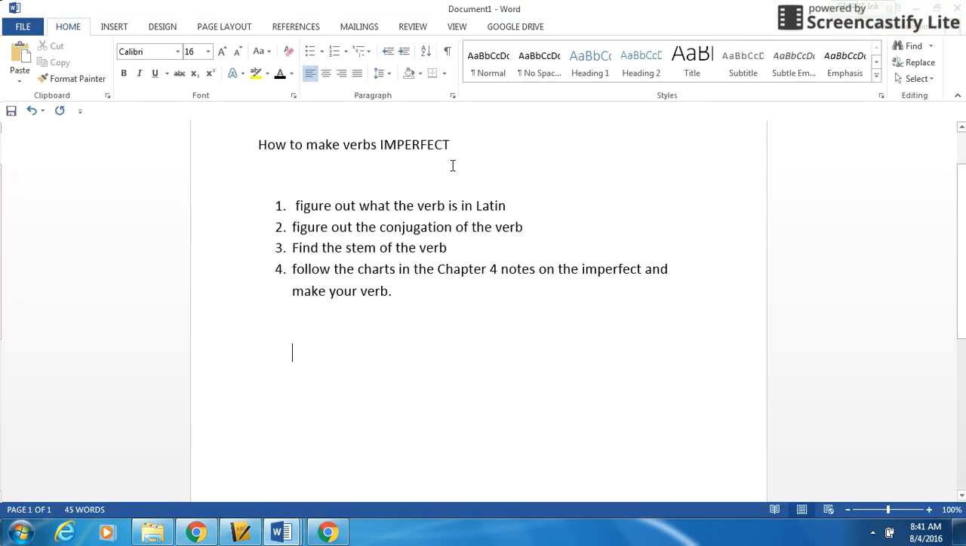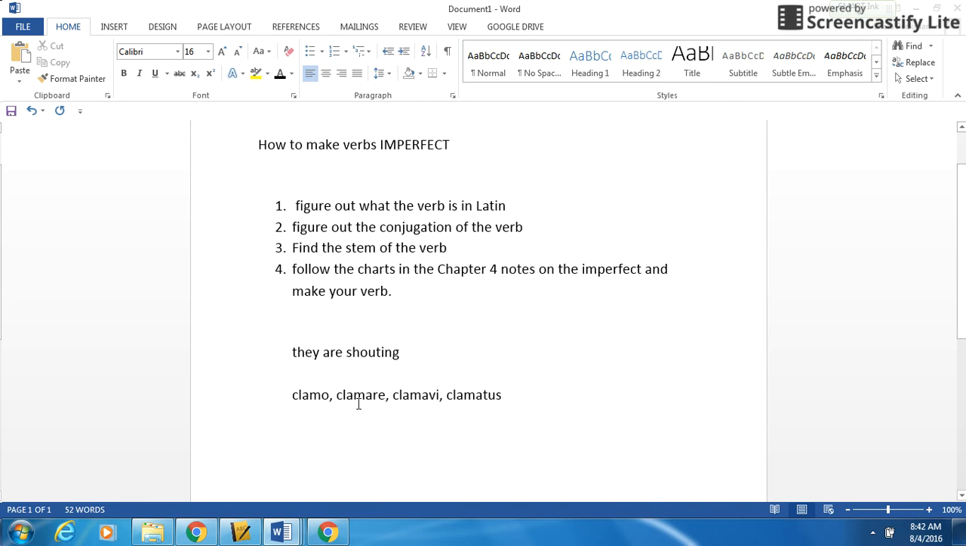So how to make verbs imperfect? Well, you got to figure out what your verb is. So let's say you have something like, they are shouting. Well, first you have to find the verb to shout, which is in one of your vocab lists. And you will find that it's clamo, clamare, clamavi, clamatus. Then you have to figure out what conjugation it is. By now you should know if it has an ARE right here in the infinitive, it's first conjugation.